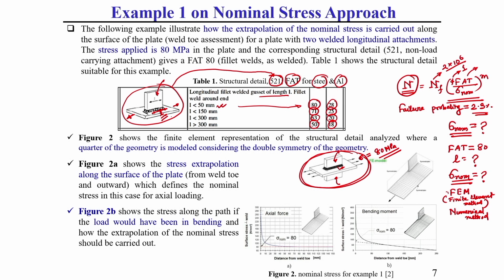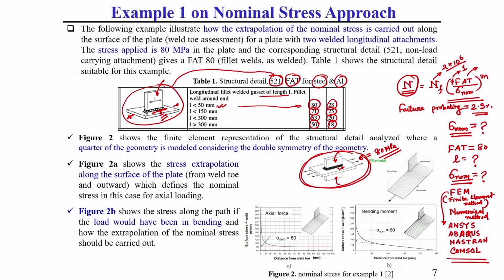This FEM software we generally use for finding out the nominal stress. Which FEM software can we use? That can be ANSYS software, Abaqus software, then Nastran software, then COMSOL software. So, these are the different types of software by which we can do the structural analysis for finding out the nominal stress. So, we can find out the stress distribution pattern.